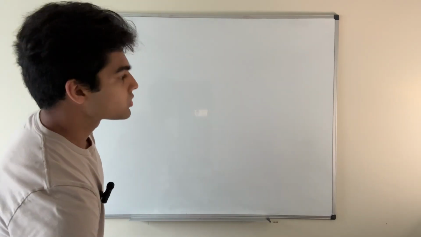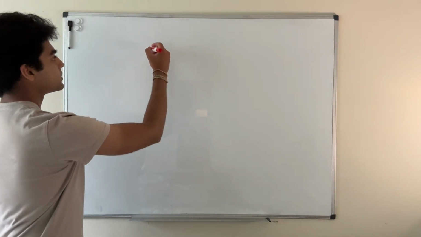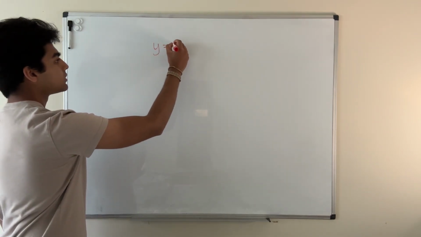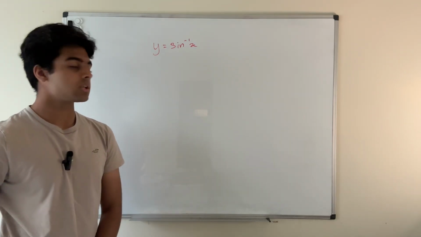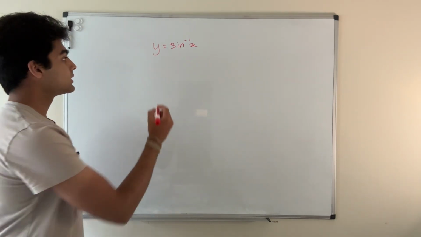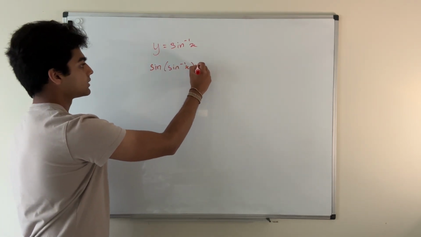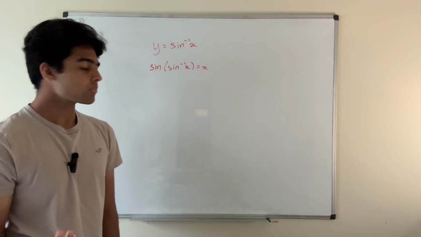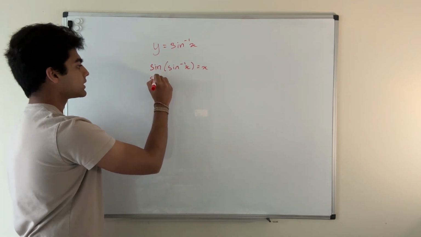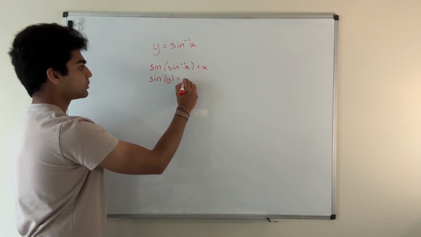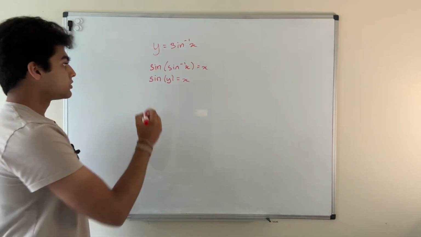Okay, so let's start with the inverse sine function. So first thing we're going to do is set y equal to sine inverse of x. And this is just the inverse sine function. And something that we know is that the sine of sine inverse x is just equal to x, right? So since sine inverse x is just y, we can write this as sine of y equals x. Okay? So next thing we're going to do is take the derivative of both sides.